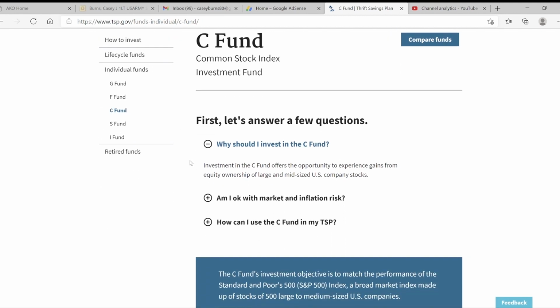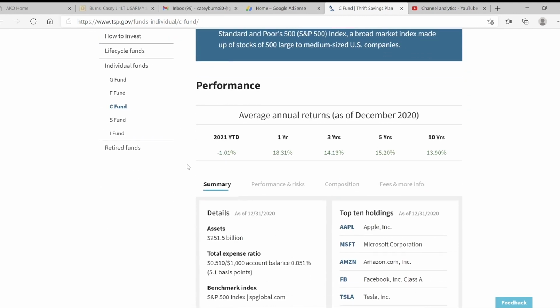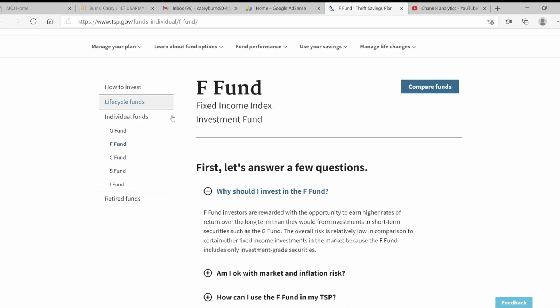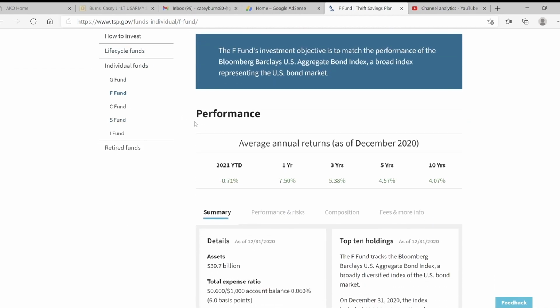C fund is the common stock index, the S&P 500 index. If you look at the 1-year returns, 2020 returns were 18.31%. So that's a pretty good return in comparison to your, let's go back to your G fund. Last year, the G fund returned 0.97%, and the 3-year return was 2%. F fund, 1-year return was 7.5%. So the bond fund went up.